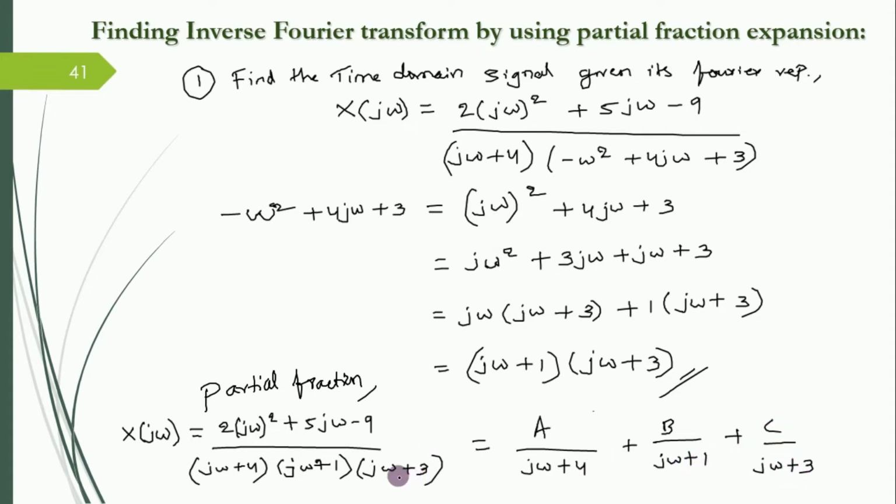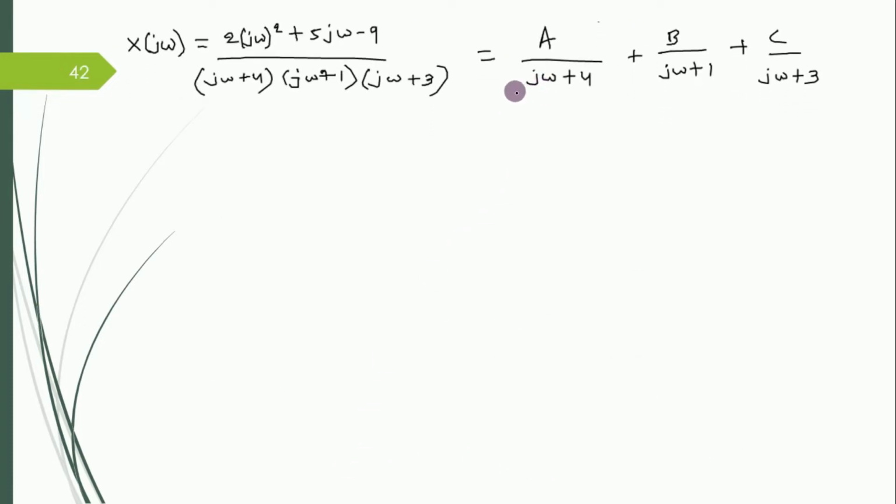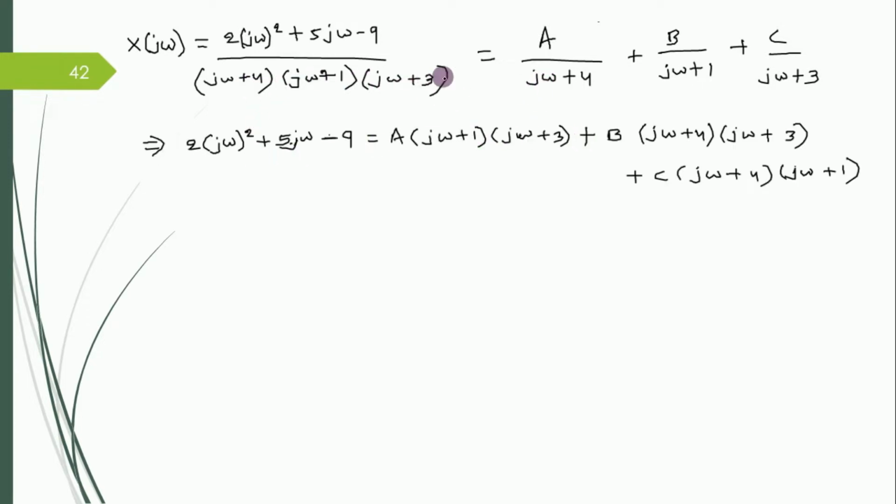Now, according to the rule of partial fraction expansion, we need to multiply by the denominator of the expression throughout. If I multiply it throughout, whatever comes in the denominator gets cancelled against the numerator, and I have to do the same process on the right hand side as well. So j omega plus 4 and this j omega plus 4 vanish, and only the numerator is left.